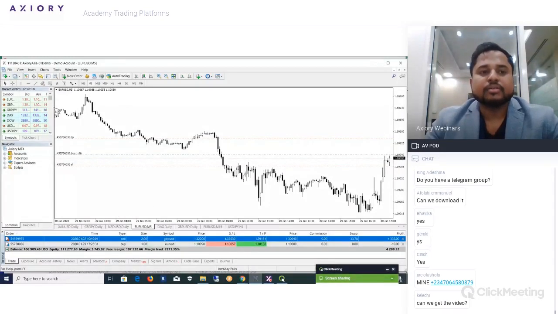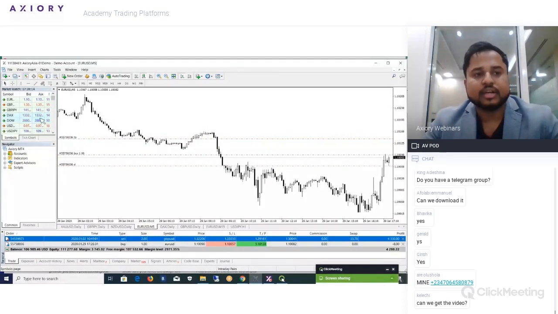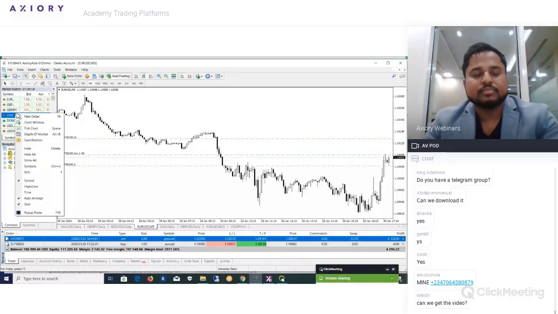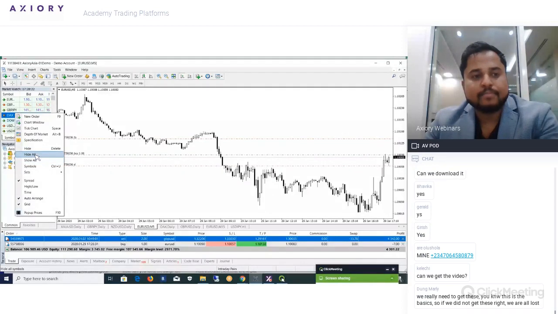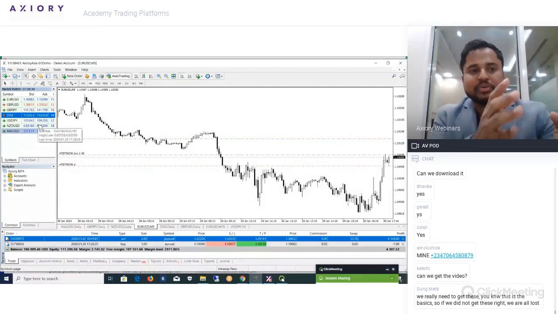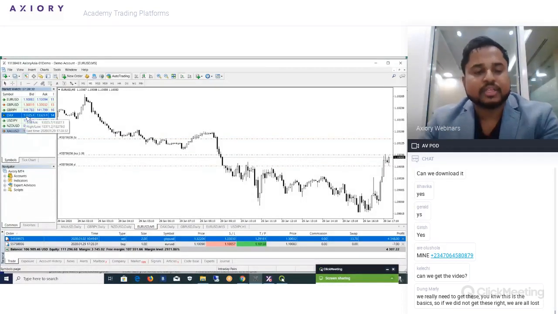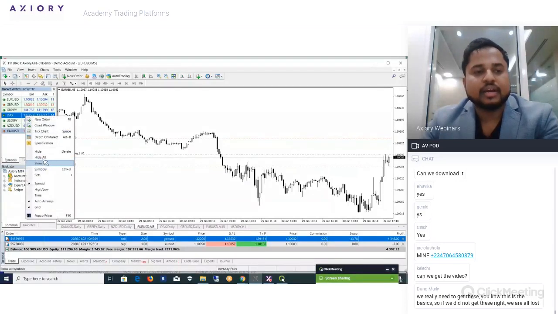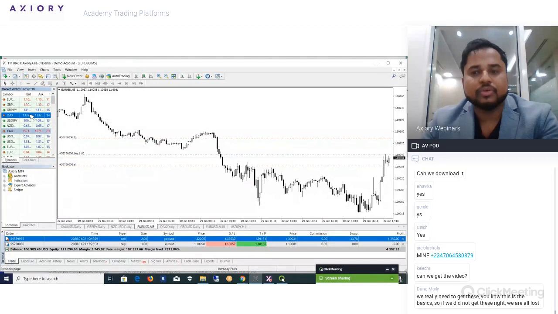And some people always say they cannot see all the currencies here. So what we can do, there is a symbol called show all and hide all. If you hide, you can see only fewer currency pairs. So if some pairs are missing from your market watch, just click here and press show all.